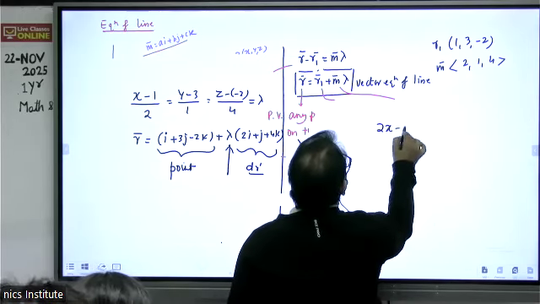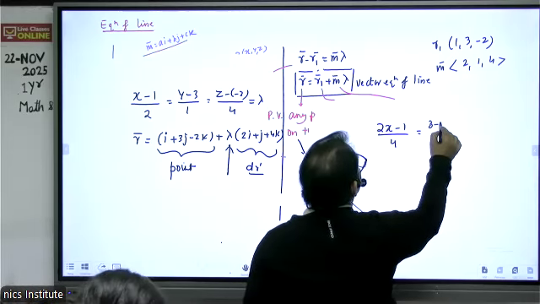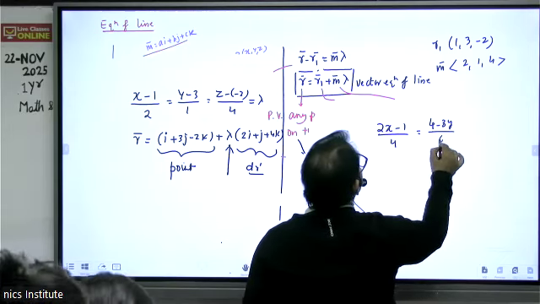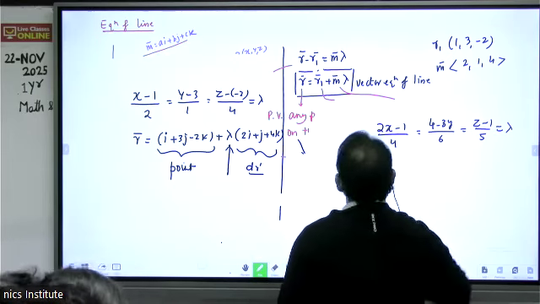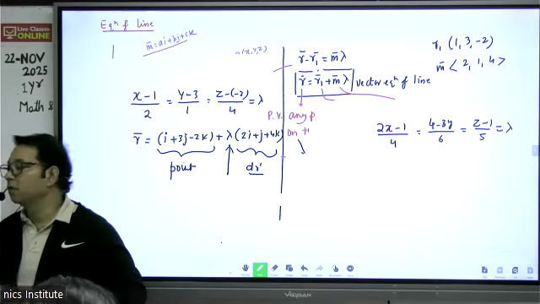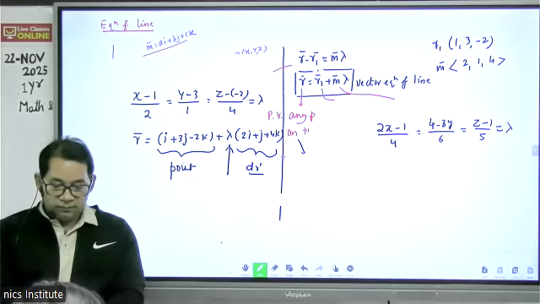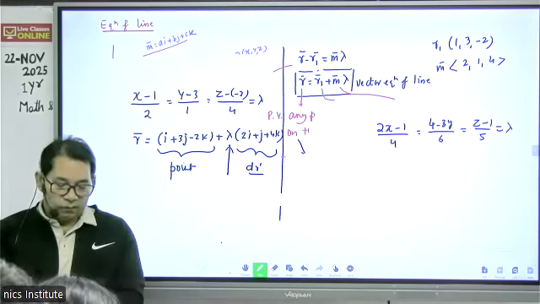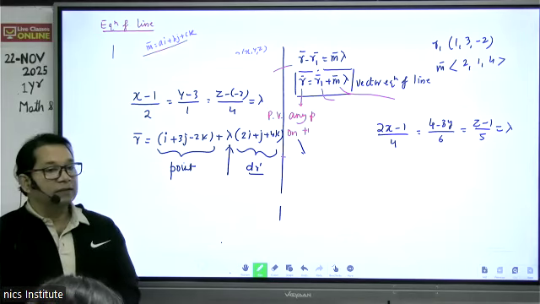Suppose the line is (2x minus 1) by 4, (4 minus 3y) by 6 and (z minus 1) by 5 equal to lambda. Tell me the DRs of this line and the point which lies on this line. बताओ. इस लाइन के DRs बताओ क्या है. Cartesian equation दी हुई है, इसके DRs बताने हैं.